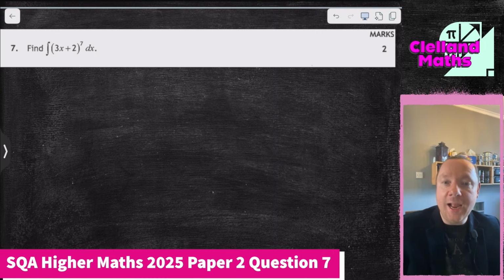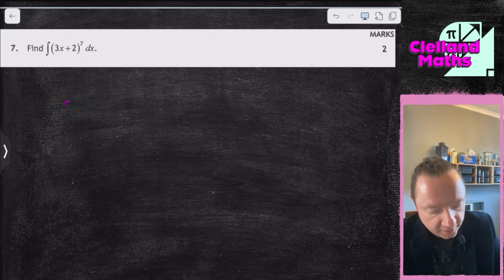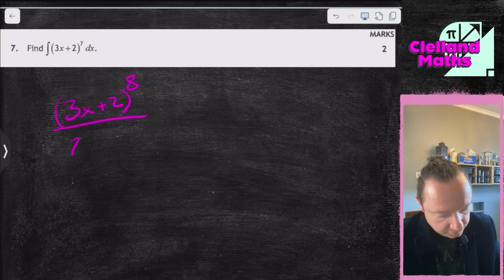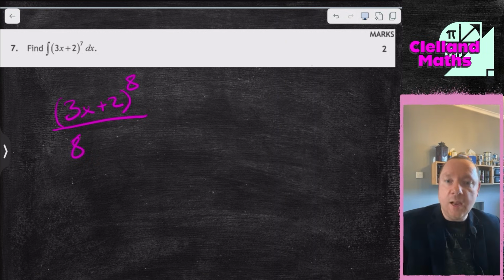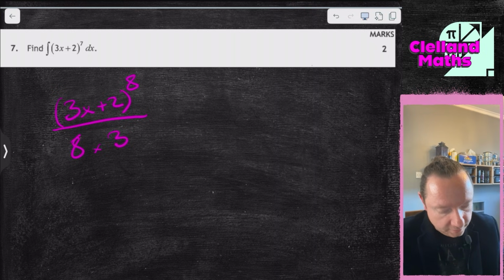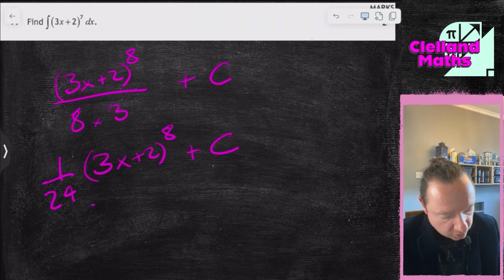And we're done there. SQA Higher Maths 2025, Paper 2, Question 7. Integrate (3x plus 2) to the power of 7. Alright, so this is the chain rule. (3x plus 2) to the power of 7, I add 1 to the power, that's 8, I divide by the new power, 8. But you also divide by whatever's inside that bracket differentiated. You need to break the chain. 3x plus 2, differentiate it is 3. And then we've got plus c, of course. Don't forget your c. That's (3x plus 2) to the 8. 3 times 8 is 24, so I'll just write it as 1 over 24 for neatness, plus c, and we're done there.